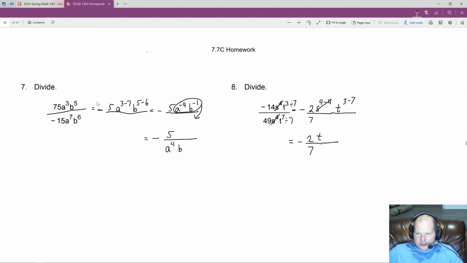And t, 3 minus 7 is negative 4. And then to get rid of this factor with a negative exponent, we're going to put it on the bottom. And that gives me negative 2. Except now instead of the t to the negative 4th being on top, a t to the positive 4 is going to be on the bottom.